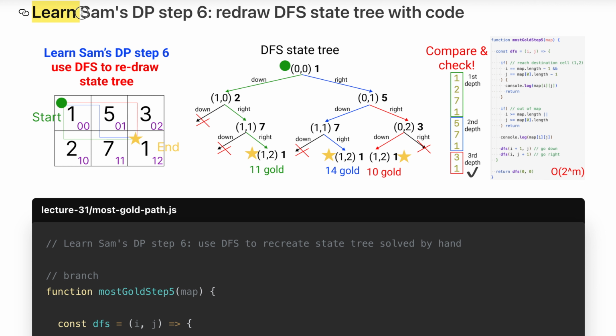Next, learn SAM's DP step 6. We're gonna redraw this depth state tree with code. So after solving this problem by hand, the tree we have, the solution tree of all possible scenarios, as you might recognize, is a depth state tree. It's the same tree that we have learned from step 1 to step 4. We have learned how to relate the code with the state tree, and now we're gonna do the opposite. We're gonna use this state tree to create the code.